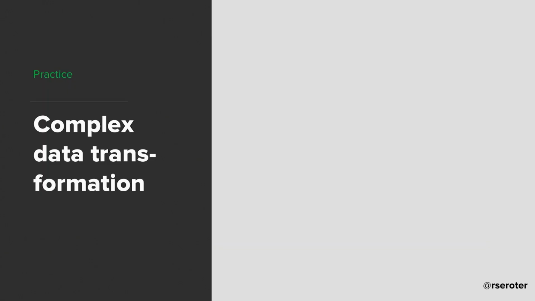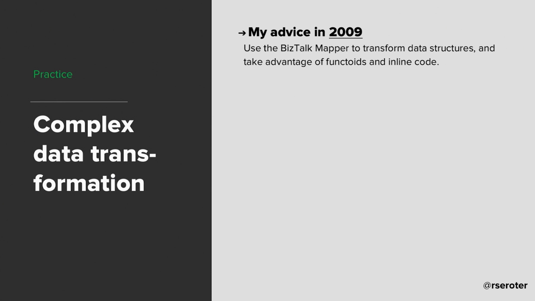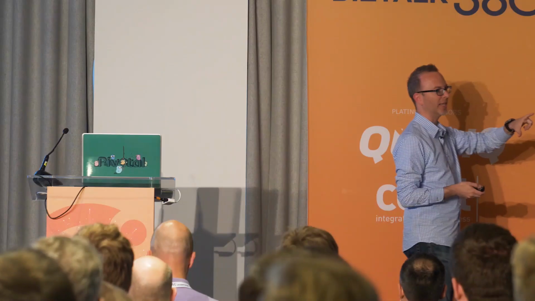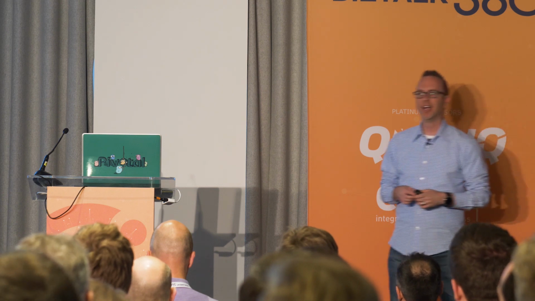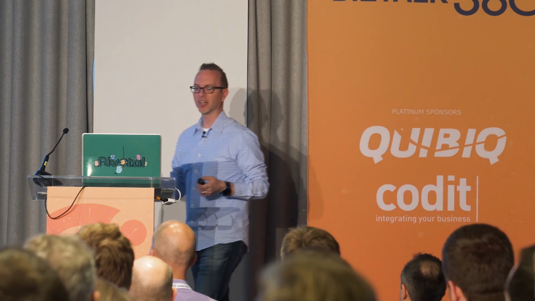Complex data transformations. I almost tried to include one of those just gnarly map pictures that either I've created or some of you characters have. But my advice before was sure, use the mapper to transform data structures, use functoids, hey, inline code. I found a lot of my old blog posts about all the C# I could embed in a map. What was I doing back then? It was fun and it worked.